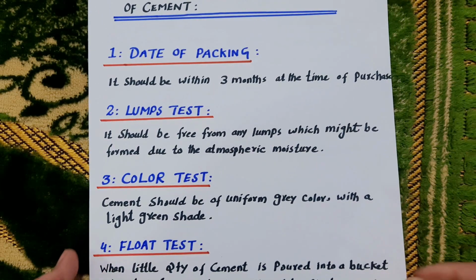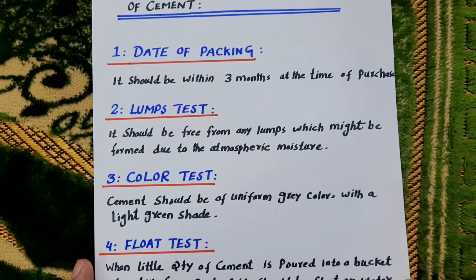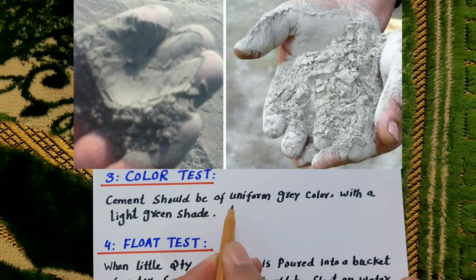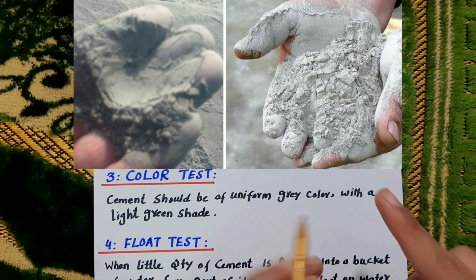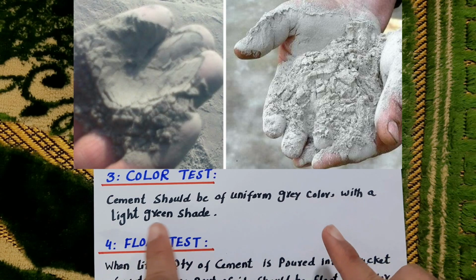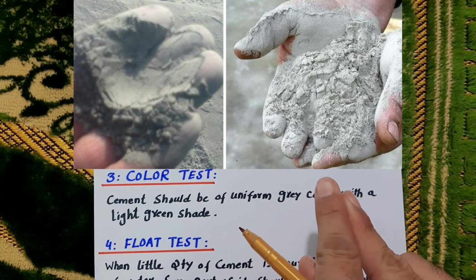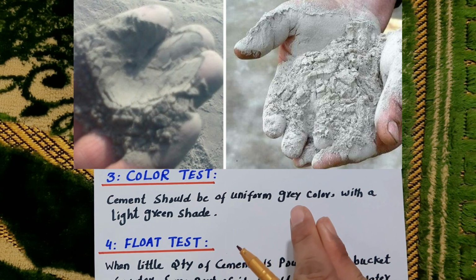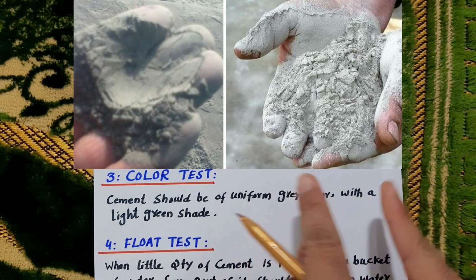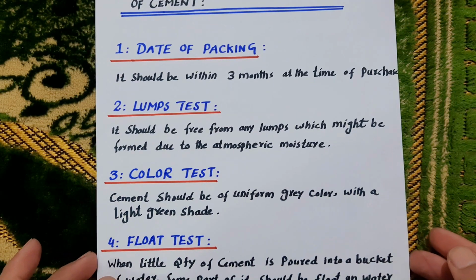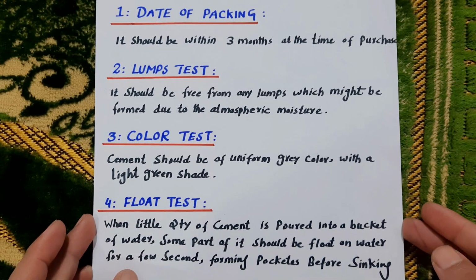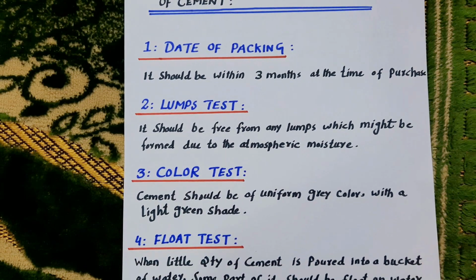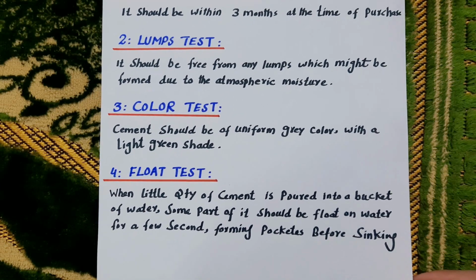The third one, guys, is color test. Color test is also very important. The cement should be uniform gray color with a light green shade. That should be good quality cement. If the color is not uniform gray and does not have a light green shade, then that is not good quality cement, so don't buy that cement. This is also one of the field tests. Therefore, the color test is very important to check the good quality of cement.